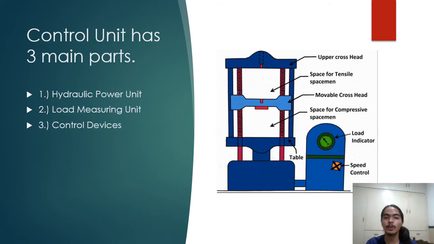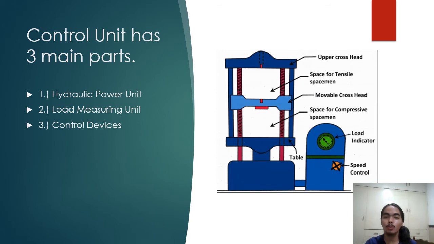The control unit has three main subparts. First is the hydraulic power unit. This unit consists of an oil pump that provides non-pulsating oil flow into the main cylinder of the load unit. This flow helps in the smooth application of the load on the specimen.